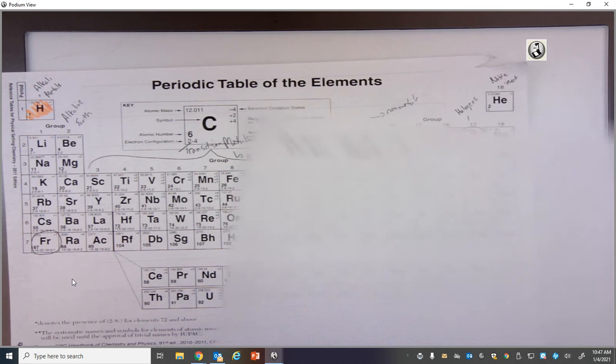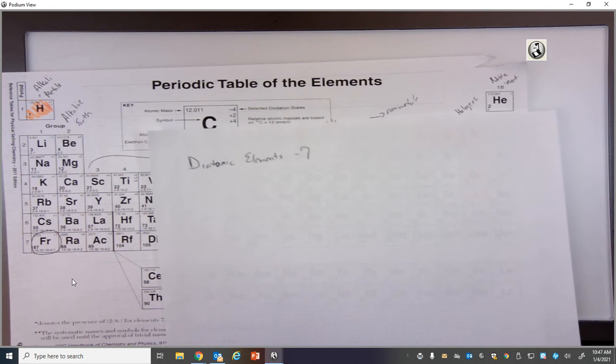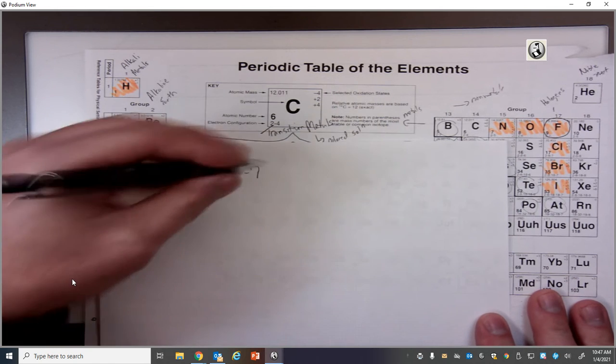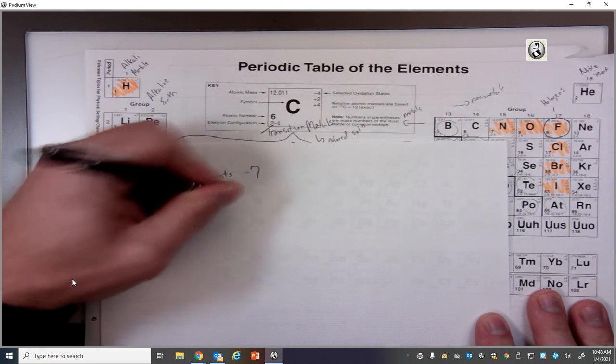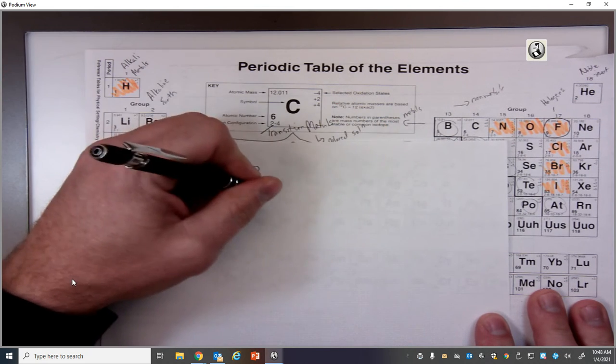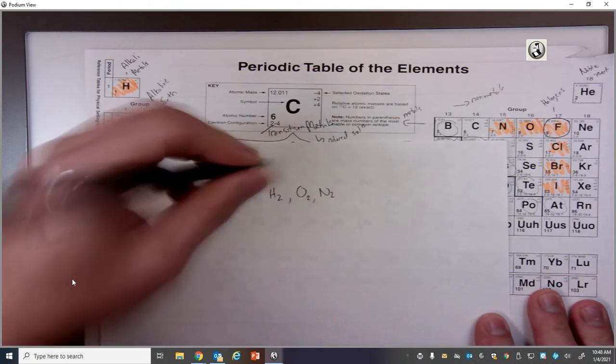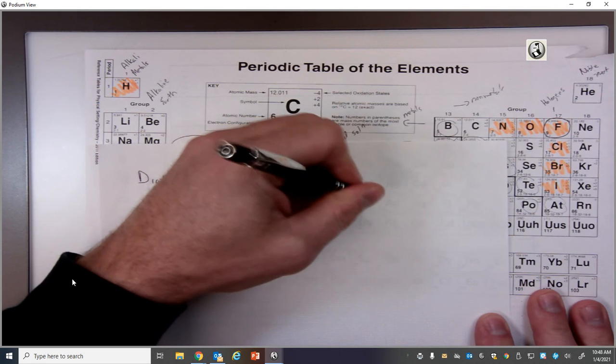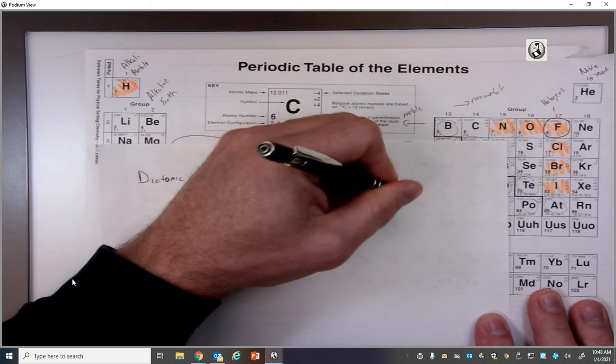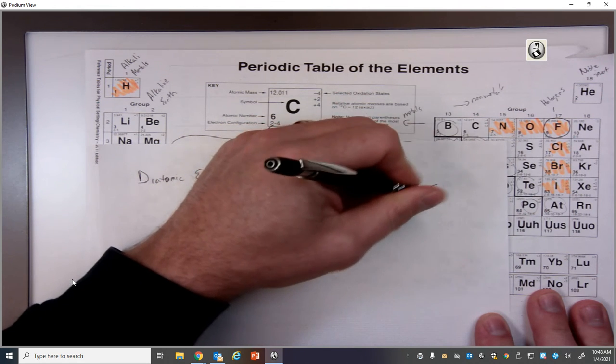So remember the 7 diatomics, you have the mnemonic for it. Let's see if I can get this in here so you can see. Yeah, you can still see it. It's HON 17. HON 17 means hydrogen, oxygen, nitrogen, fluorine, chlorine, bromine, and iodine.